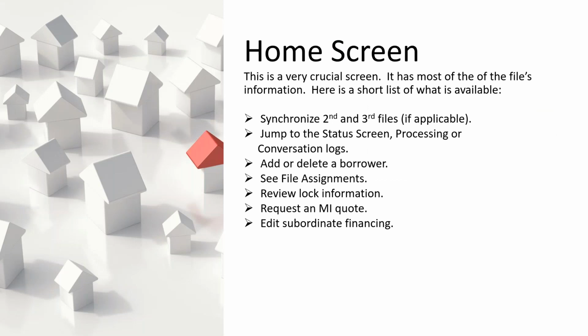The home screen is the most informative screen in Byte, as you can find most of the loan information here. Also, there are a few shortcuts you can jump into. For example, you can synchronize your second and third files, jump into the status screen, processing or conversation logs, add or delete a borrower. Under file assignments, you can find out to which underwriter, doc drawer, or funder your file has been assigned. You can review lock information, request an MI quote, and edit subordinate financing.